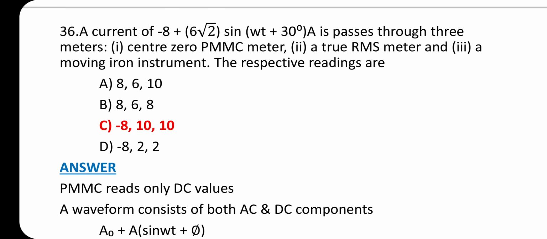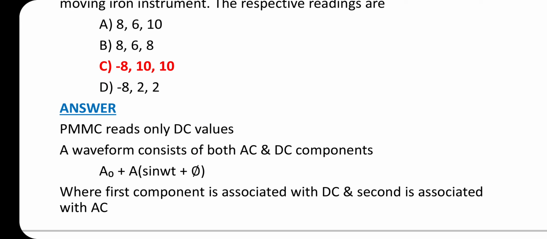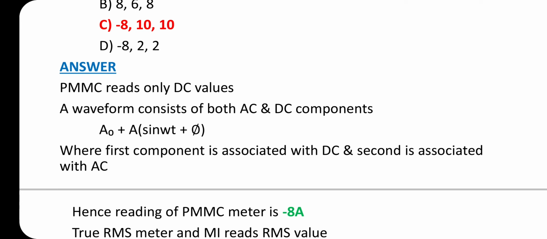Question number 36. A current of minus 8 plus 6 root 2 sin omega t plus 30 degree ampere passes through 3 meters: a center 0 PMMC meter, a true RMS meter and a moving iron instrument. The respective readings are option C, minus 8, 10, 10 is the correct answer.